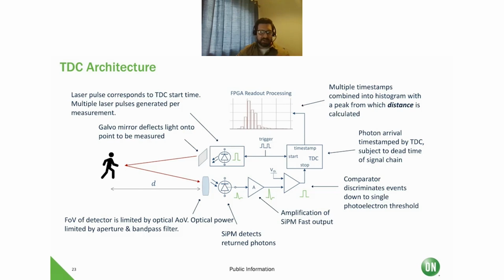The photon arrival is timestamped by the TDC and histogrammed multiple times. The peak of the histogram then becomes the depth to the target. Using this method, we can increase the signal to noise ratio further of the SiPM sensor.